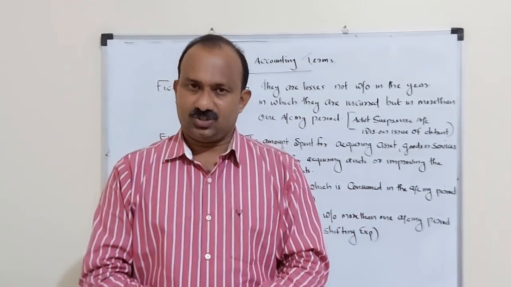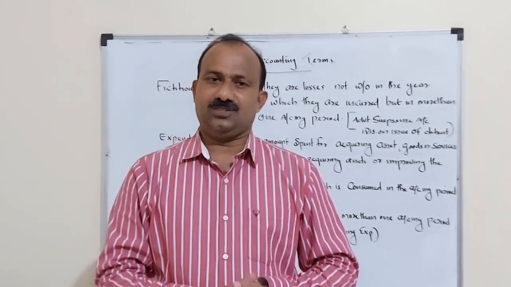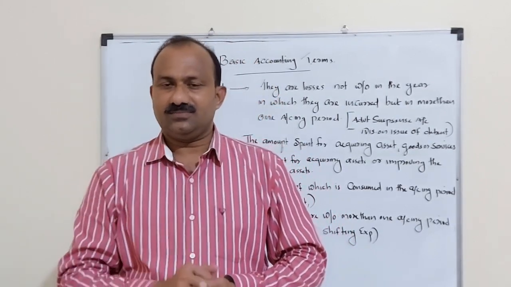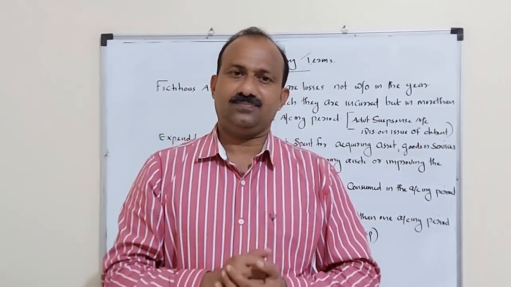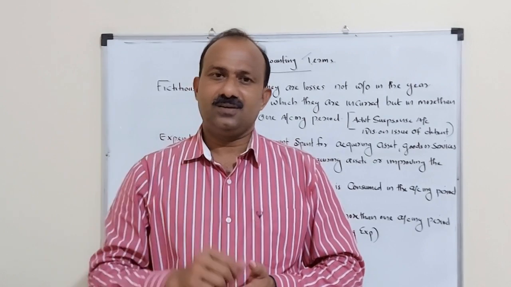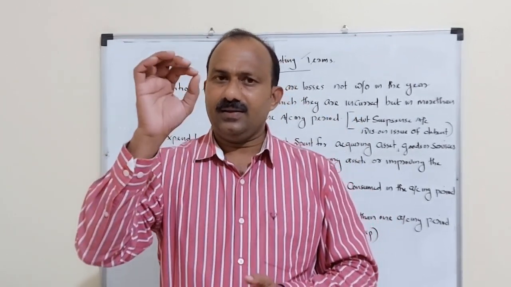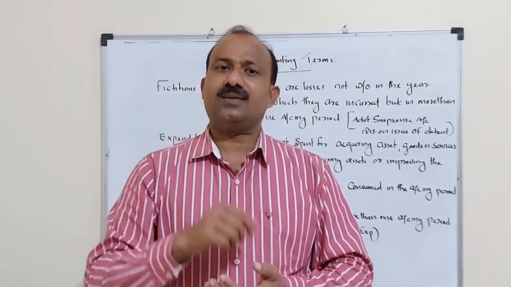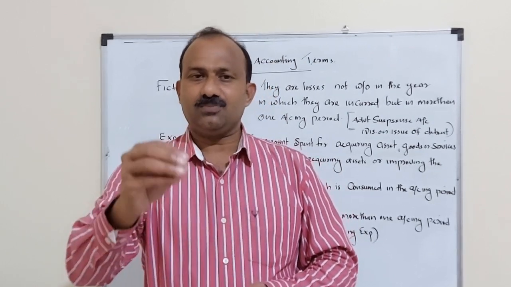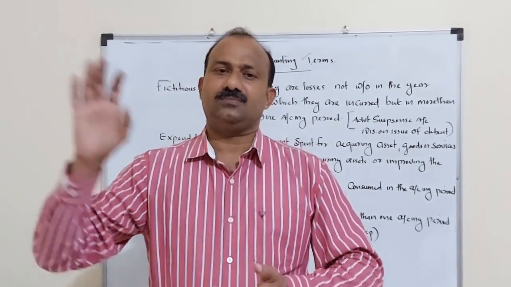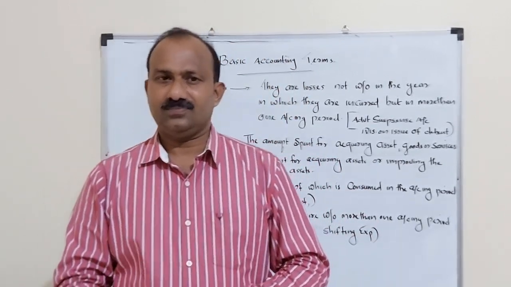Expenditure may be capital expenditure, revenue expenditure, deferred revenue expenditure. In an organization, you can see 3 types of expenditures are there. Capital expenditure, revenue expenditure, deferred revenue expenditure. Capital expenditure means any amount spent for the acquisition or the purchase of the fixed asset. Example, purchase of the land, building, plant, machinery, furniture, etc. are the examples of capital expenditure.